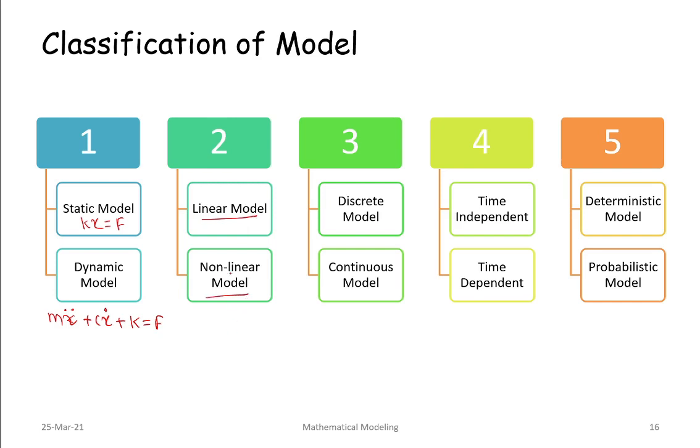We'll take the same example, spring mass damper system. This is my mass, this is the spring, and damper, and here it is x. This is k and this is my c. I consider this k and c are constant, but actually that is not possible all the time.